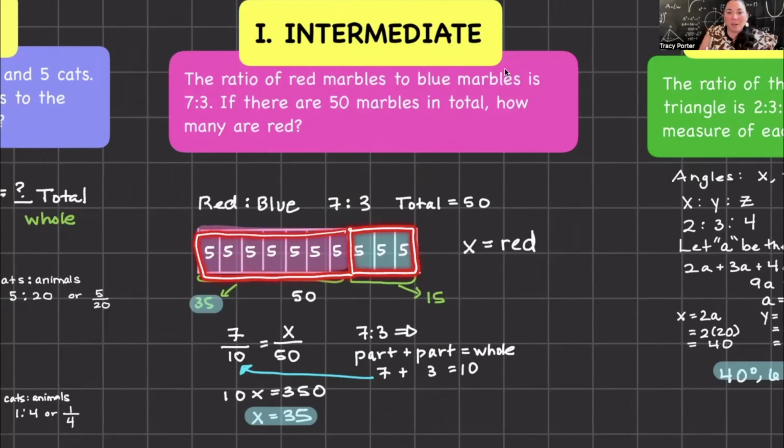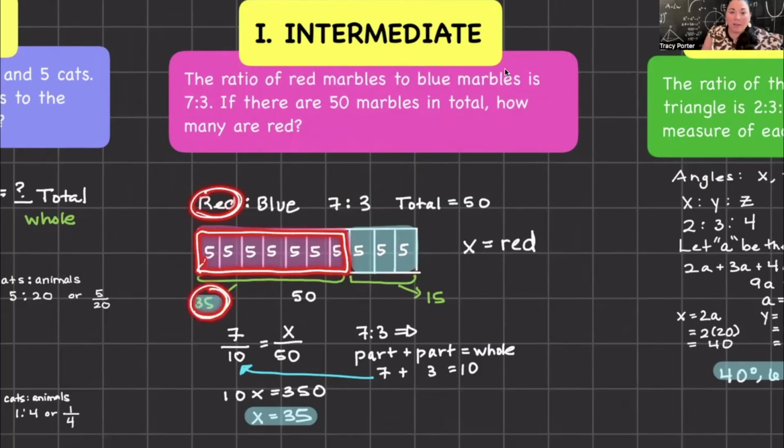So if there's 10 parts and there's 50, that means we're going to put 5 of them in each of the little boxes. And so now you can answer the question from the diagram alone, and it says how many would be red. Well, the red are going to be over here. And so you have 7 boxes, each containing 5, so you get 35.